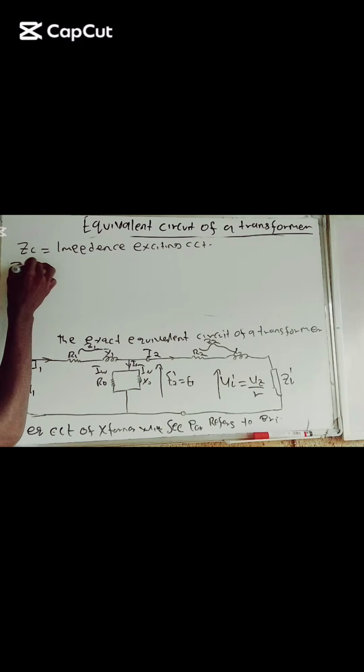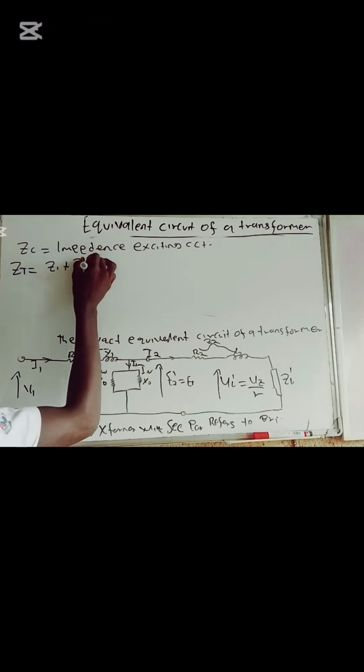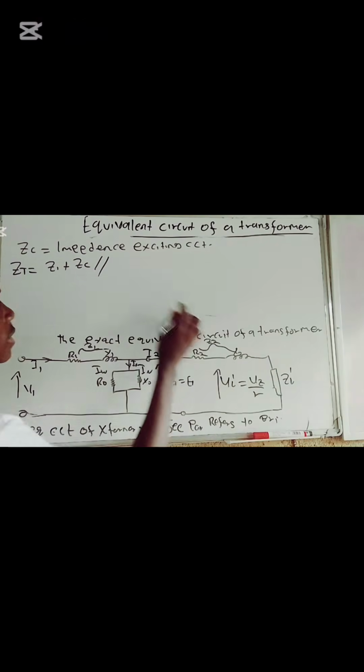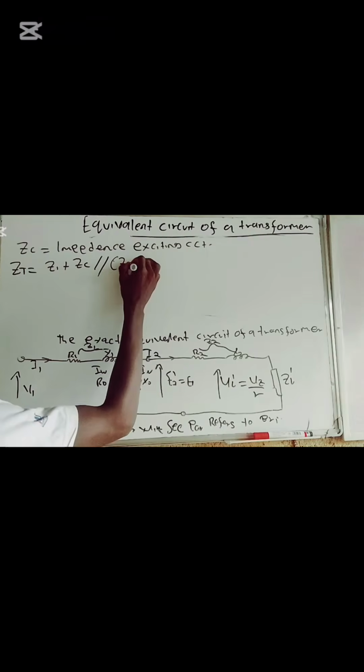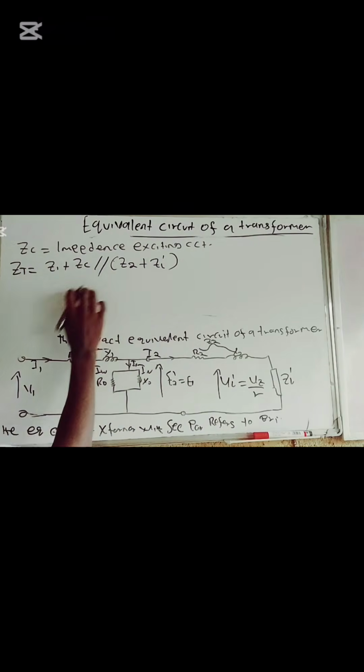So therefore, the Z total should now be equal to Z1 plus what? Plus ZC, which is parallel to what? Parallel to this and this. So which is what? Which is Z2 plus what? Plus ZL prime. So this and this are in parallel.